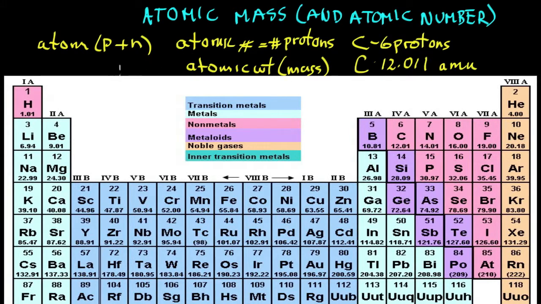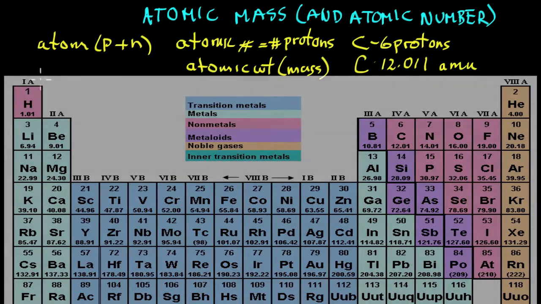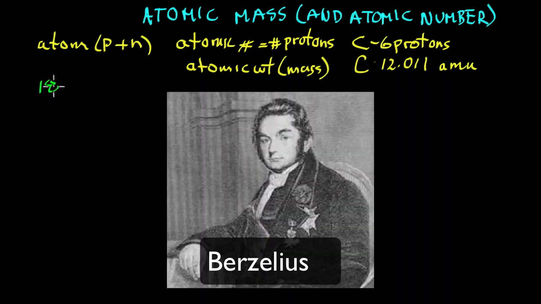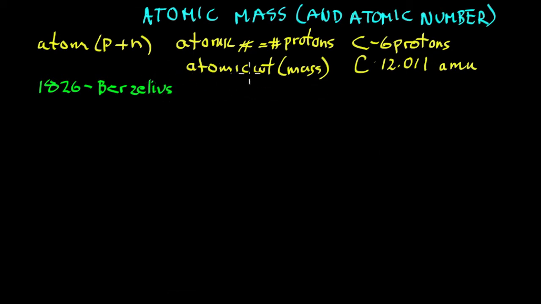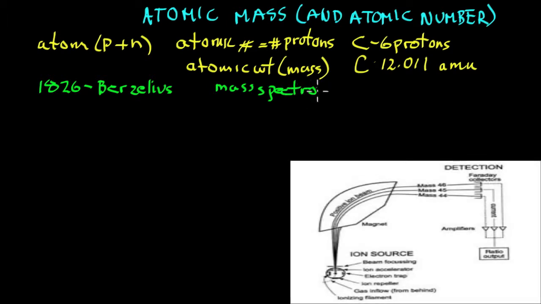This atomic weight was first discovered empirically in about 1826 by a Swedish scientist named Berzelius, sometimes called the second father of modern chemistry. But modern-day atomic weights are determined using mass spectrometers. And here's the issue.